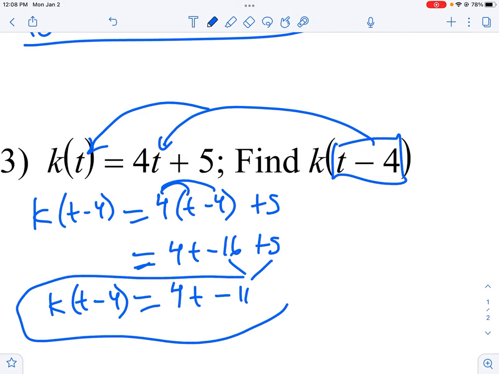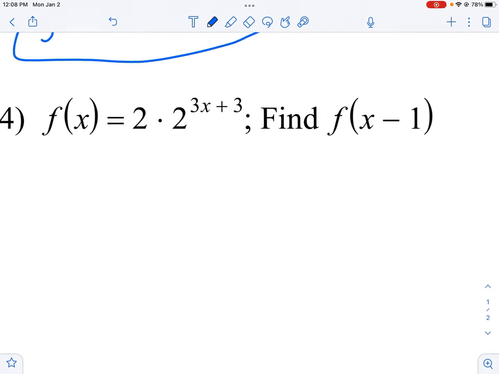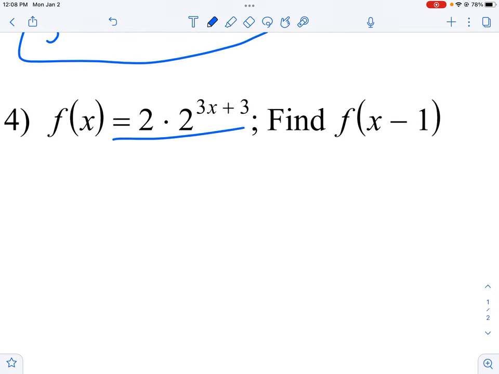Remember, the left side, we're not doing anything. We're just writing out k of t minus 4. Just the right side simplifies. You're not solving the equation. Okay, so we got our number 4 here. It's got an exponent this time. That's okay. You still just take this. You're going to put it in the x spot there.